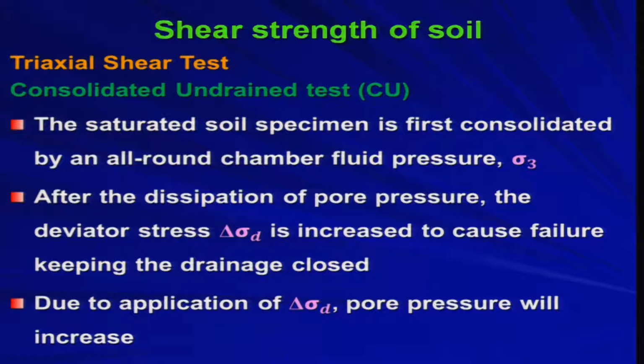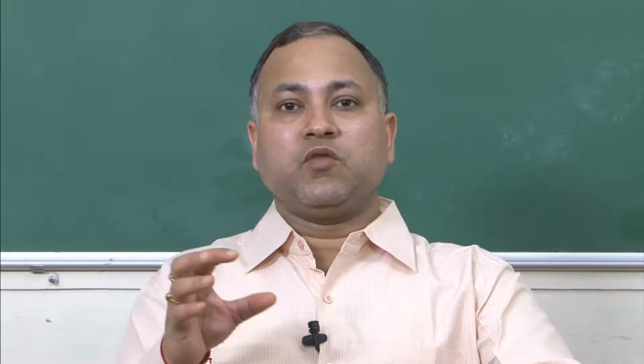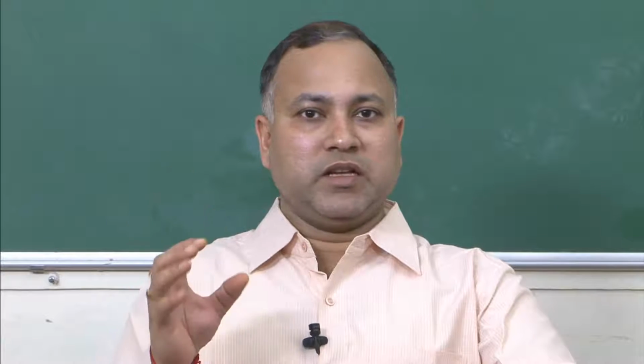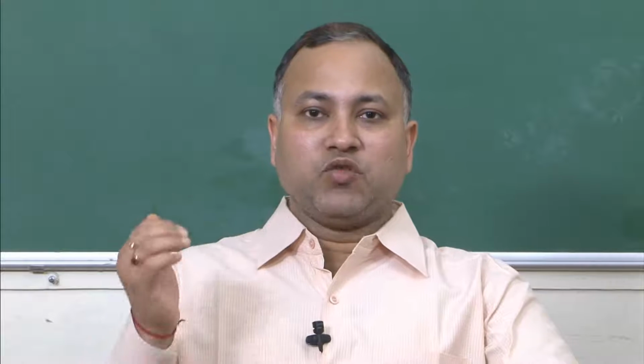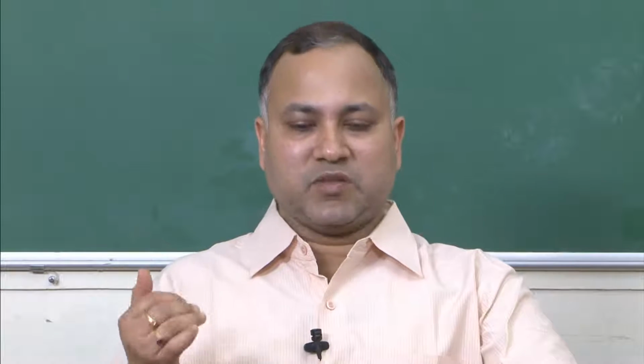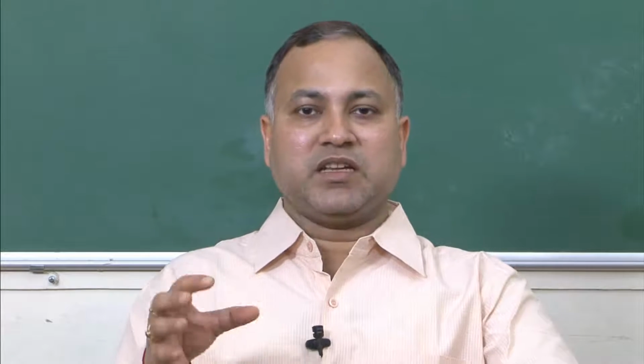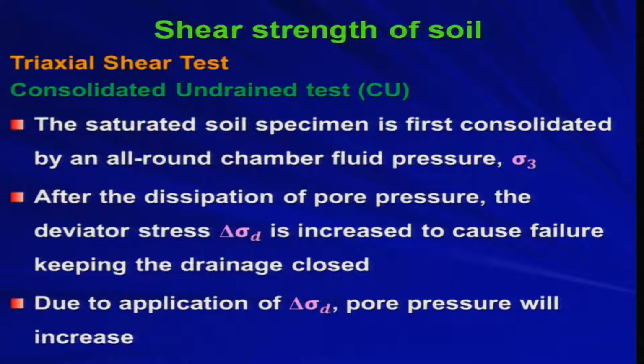Now, here you get the difference between the consolidated drained and consolidated undrained tests. The initial part is quite similar: in both cases you are consolidating the soil sample with the help of the cell pressure sigma 3. But when you are shearing, that means when you are trying to initiate failure in the soil specimen with the help of the deviator stress delta sigma d, at that time you keep the valve closed in the consolidated undrained test, which was not the case in the consolidated drained test. In that test the drainage valve was kept open throughout.